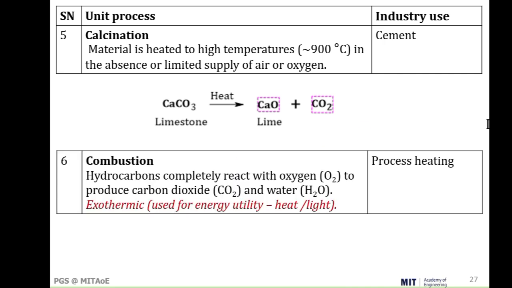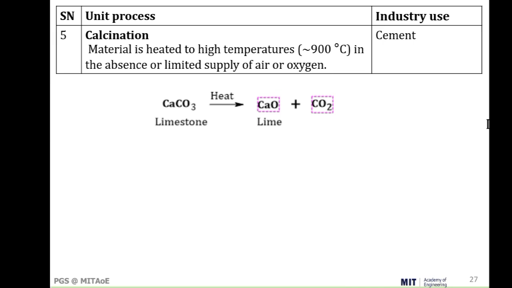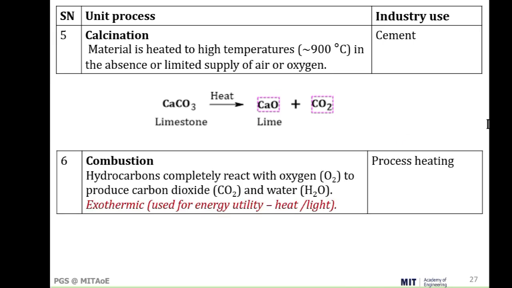Then the combustion unit process. We know that combustion means conversion of any carbon containing compound to carbon dioxide, and water is formed as a side product. Combustion is an exothermic reaction, therefore it is able to produce heat as well as light. This type of reaction is generally used for process heating, like for the production of steam.